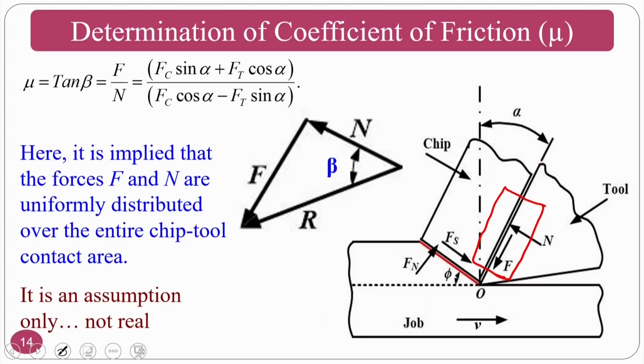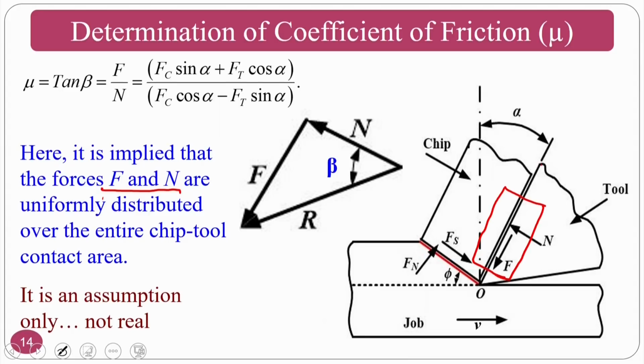Okay. So now these are all uniformly placed. But however, this assumption is not so realistic. So that's why what I want to say is that the applied forces, that is F and N, are uniformly distributed over the chip tool interface.